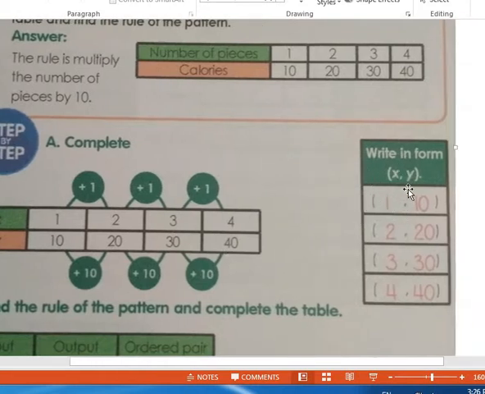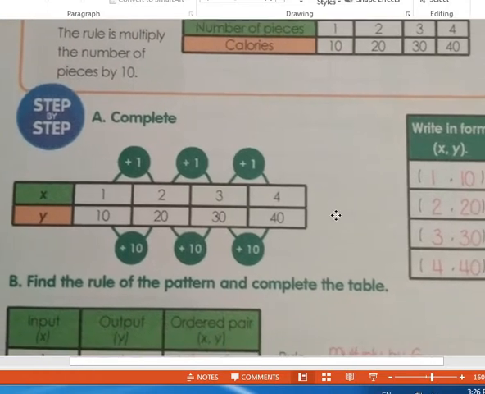Write in the form x and y: 1 and 10, 2 and 20, 3 and 30, 4 and 40. This is my table, x and y. Very easy one.